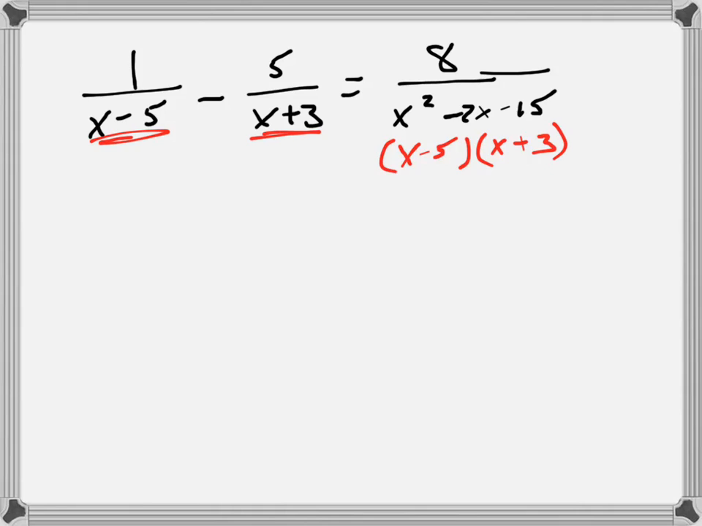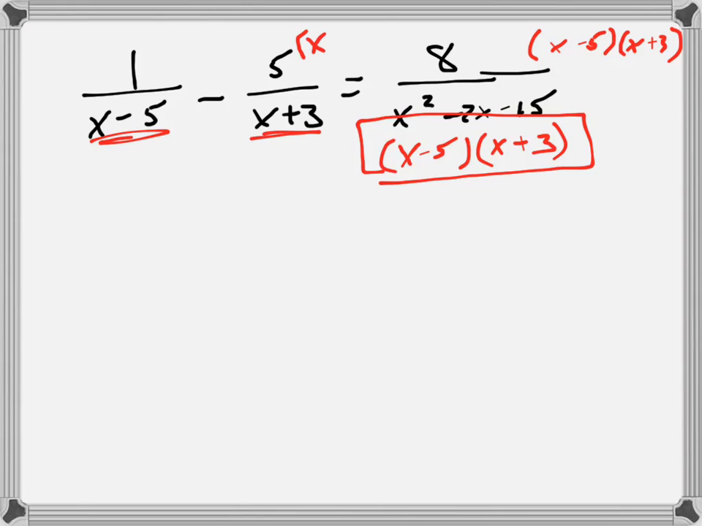So the trick here is to multiply both sides of the equation by the least common denominator, which is going to be basically this right here. And when I do that, what will happen, and by multiplying both sides of the equation, I have to multiply every term on both sides of the equation by the least common denominator. So x plus 3, and then this is going to be x plus 3 times x minus 5. And when I do that, nice things happen.